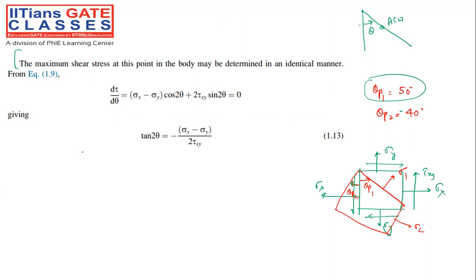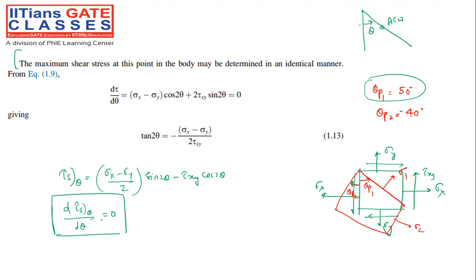Now, what is the value of the maximum shear stress? Sometimes, my dear friend, we want to find the value of the maximum shear stress. For that purpose, what we have to do? Tau theta, whatever formula we have, is sigma x minus sigma y by 2 sin 2 theta minus tau xy into cos 2 theta. So this formula we have to equate to 0.